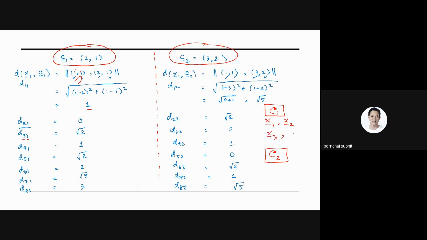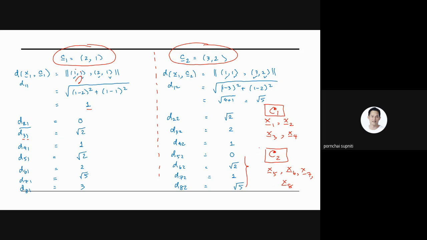How about x4? We don't know, because it's equal, but let me write centroid 1 anyway. It depends on our condition, because sometimes we say less than or equal, it doesn't matter. Following the same approach, you notice that x5, x6, x7, x8 are closer to centroid 2 than centroid 1. So I write x5, x6, x7, and then x8.